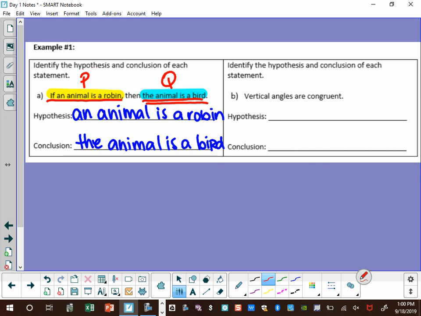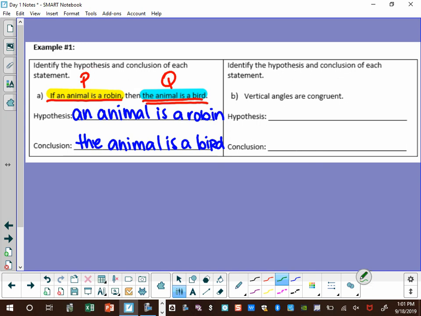Does that make sense? How we just found out what the hypothesis and the conclusion are? Okay. Look at letter B. It says vertical angles are congruent. There's no if, there's no then, but we still have a hypothesis, we still have a conclusion.